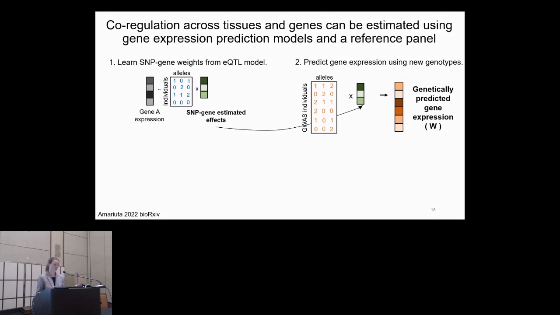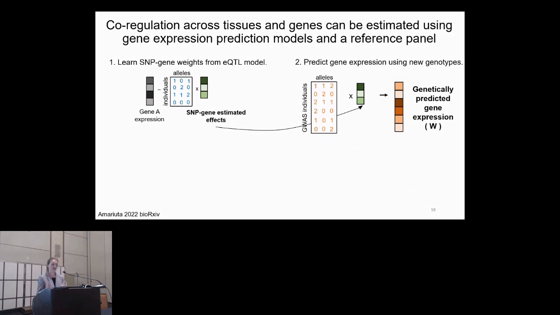So again, step one, let's say we're using GTEx data, we're learning gene expression prediction models, which are from multivariate linear models of joint fit effects of SNPs on gene expression. Then we can impute gene expression into not necessarily a GWAS cohort, because we've shown that it's robust over very different sample sizes, but we could do something smaller that's more efficient, like 1,000 Genomes.